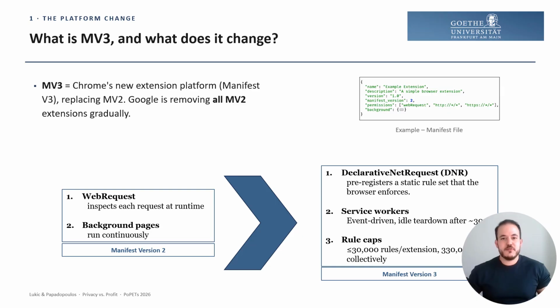To be more precise, under Manifest version 2, we had the Web Request API, which let extensions inspect each request at runtime, and also background pages, which were running continuously. Now, under Manifest version 3, we have the Declarative Net Request API, which requires extensions to pre-register the rules that the browser then enforces itself, and service workers, which are event-driven, so triggered by certain events, and are torn down after a certain idle time. Additionally, under Manifest version 3, we have rule caps, so 30,000 rules per extension, and 330,000 rules for the complete browser itself.